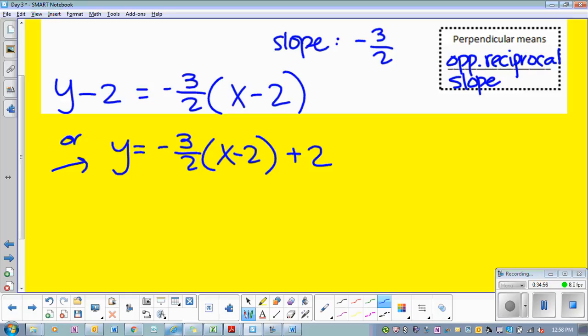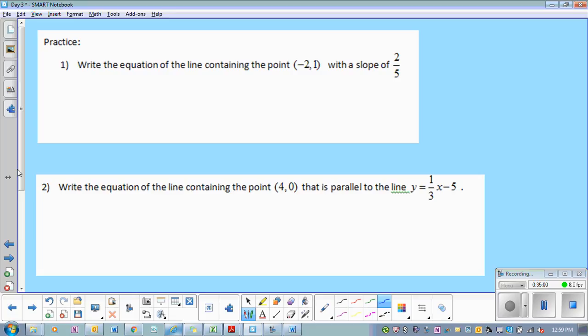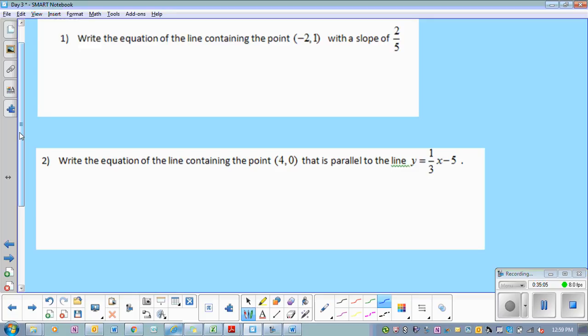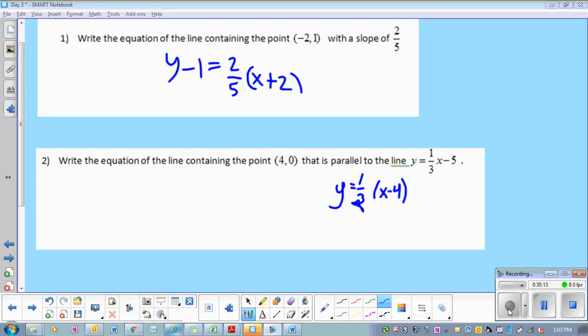All right. Okay, so let's do some practice. Write the equation of the line containing that point with a slope of 2/5, and try this one too. You guys try 1 and 2, please. Perfect. Okay, thank you to Elise and Hannah for doing numbers 1 and 2. Okay, ready for the next ones?